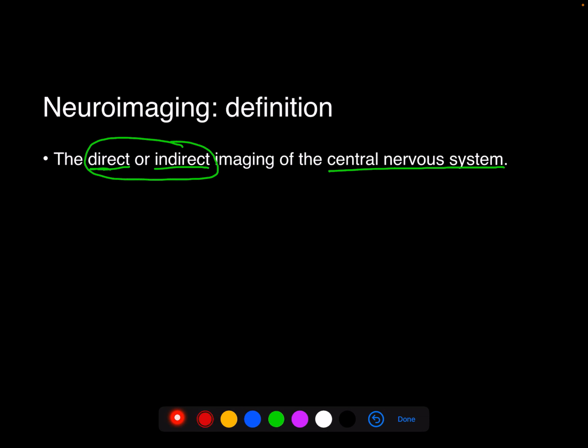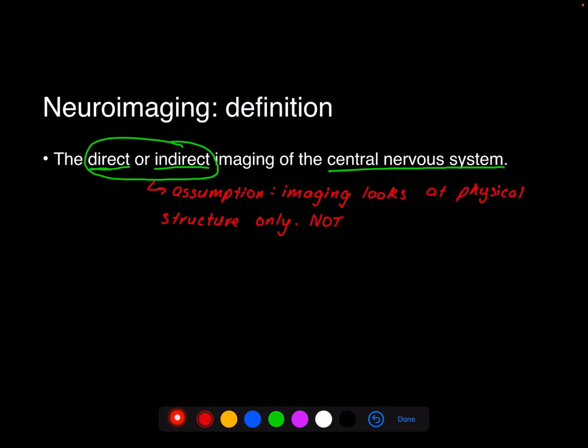The assumption often is that imaging looks at physical structure of what we're scanning only. For neuroimaging especially, this is not true. And that is why a classification system is important to understand.